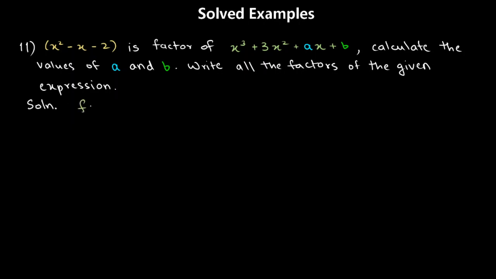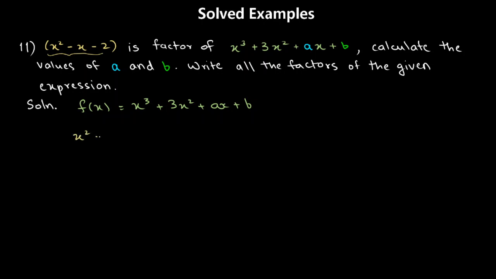We've been given the value of f of x, which is x cubed plus 3x squared plus ax plus b, right? We've been told that x squared minus x minus 2 is a factor. Now, if you notice, generally we're given a linear expression as a factor. This time, the expression given to us as a factor is a quadratic. So let's split that further, right?